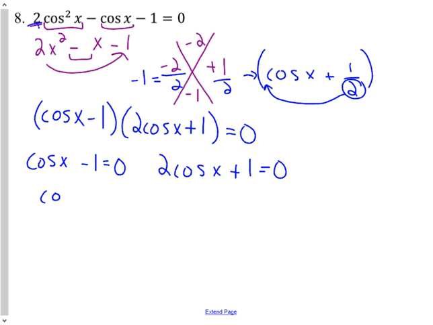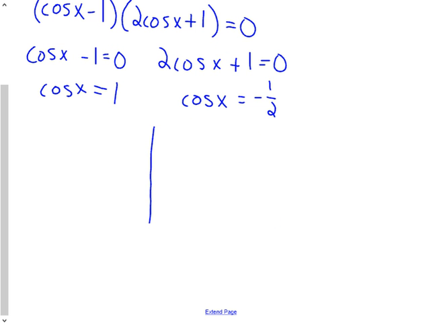Solving, I got cosine of x equals 1. And then I subtract 1 from both sides and divide by 2. I get cosine of x is minus half. Now, they currently don't look like a pattern, but let's look at our points. So cosine of x equals 1 right here. That's our first value at 0, then 2 pi, 4 pi, etc.